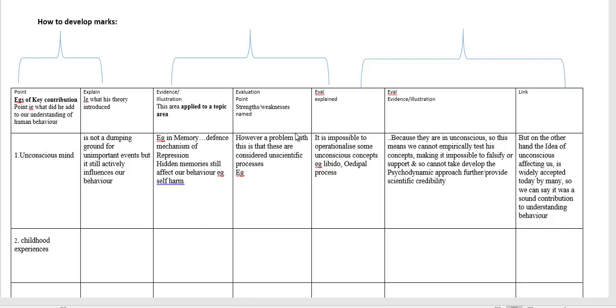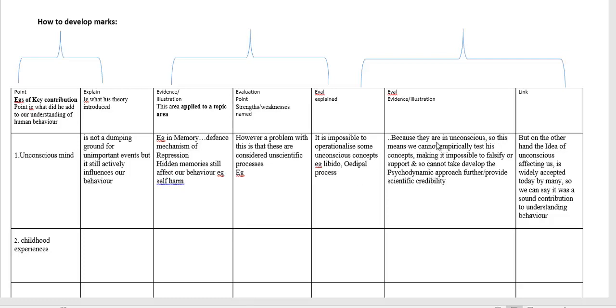Okay, so now we need to start introducing our evaluation. However, one problem with that is that maybe these are considered unscientific processes. For example, it's impossible to operationalize some of those unconscious concepts. This is all supposed to happen in the unconscious, so we're not aware of it. So, you know, libido, Oedipal process, going back to these topics of memory, this repression, it's in the unconscious. So how do we access that? How on earth would we scientifically test it?